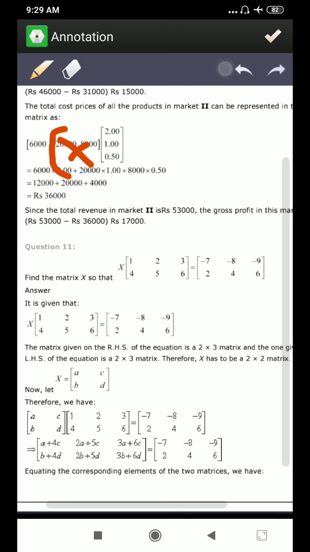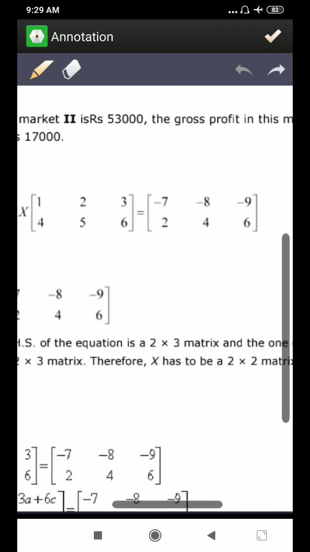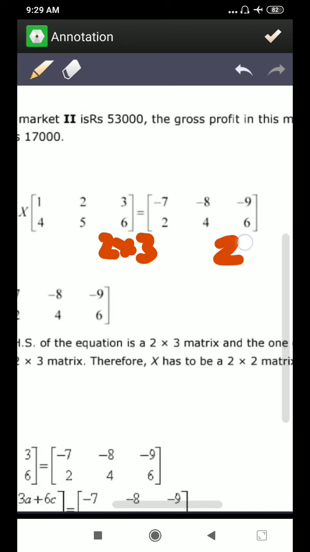First of all, I have to decide the order of X. So I am explaining it over here, how to decide the order of X. This is a matrix of 2 into 3 order. This is also a matrix of 2 into 3 order, which is the answer. So suppose the order of X is M into N. All right, we have to find M and N.